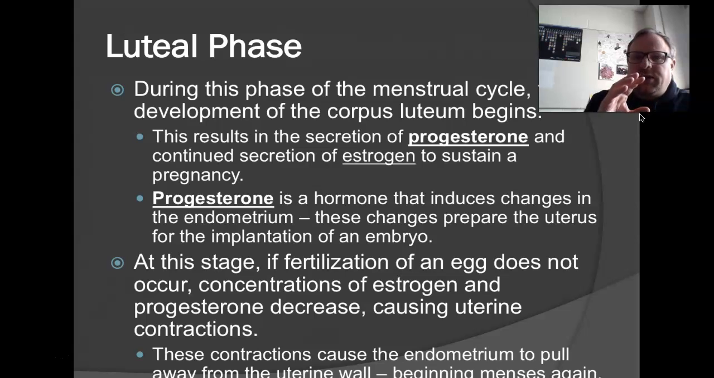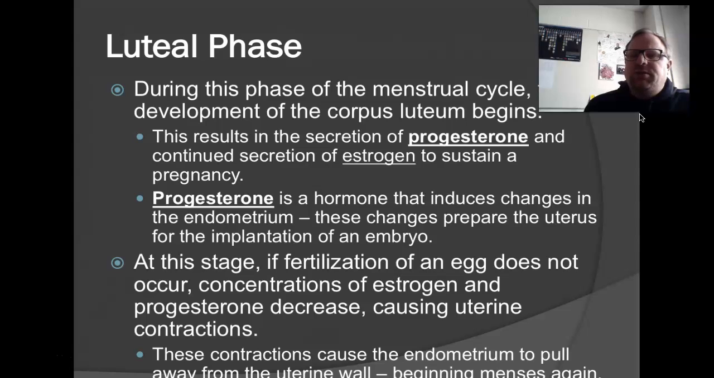So it secretes progesterone, and it continues to secrete estrogen to sustain the pregnancy. We talked already about what estrogen does. Estrogen, for the purposes of pregnancy, keeps the endometrium thick, ensures it's being nourished, and develops properly for the development of the embryo and fetus later on. Progesterone, on the other hand, is a hormone that induces changes in the endometrium, and these changes prepare the uterus for the implantation of the embryo. And we'll get to exactly what those changes are in a second here. But be aware that that's what's going on.